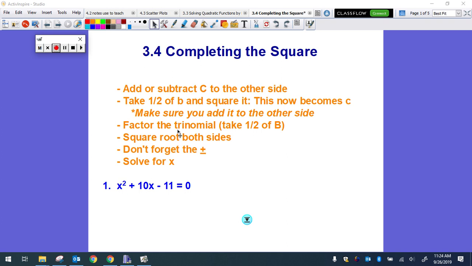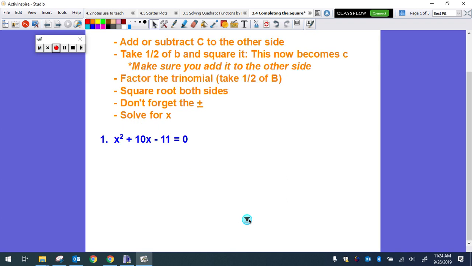So this lesson is on completing the square. It's another way that we can factor if the other ways we've done so far have been a little difficult. So I'm going to have you pause it, write down all these steps, and then we'll go through some problems. All right, so hopefully you've written down the steps. Let's go through how you would solve these.